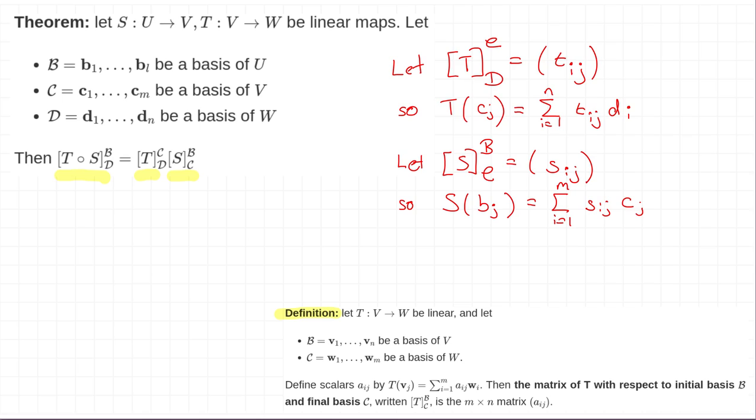What we need to prove now is that the matrix of T composed with S, with respect to initial basis B and final basis D, is the same as the ij entry that you get when you multiply together the matrix for T and the matrix for S.